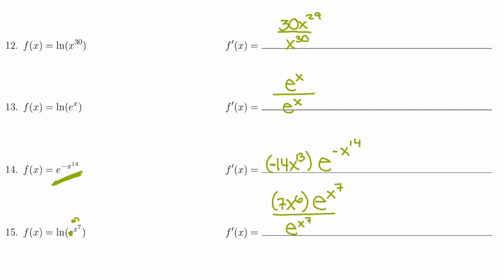So we did the derivative of what was inside by taking the derivative of the power. Derivative of x to the 7th is 7x to the 6th times e to the original power. And then in general, for all of these ln's, it is derivative of what is inside the ln over the original inside of the ln.